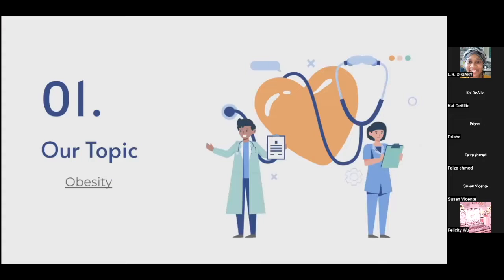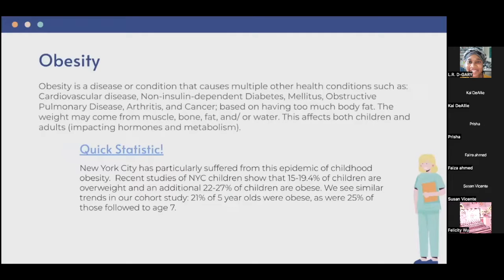Let's touch on the topic obesity. Obesity is a disease or condition that causes multiple other health conditions such as cardiovascular disease, non-insulin dependent diabetes mellitus, obstructive pulmonary disease, arthritis, and cancer, based on having too much body fat. The weight may come from the muscle, bone, fat, and/or water. This affects both children and adults, impacting hormones and metabolism.